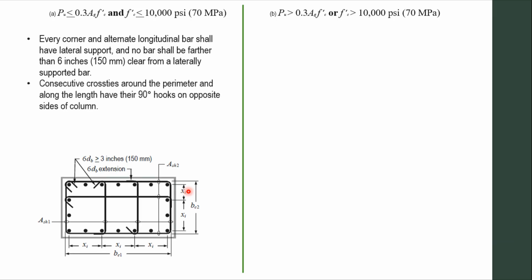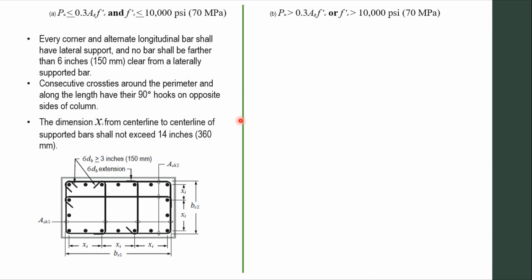Then, consecutive cross ties around the perimeter and along the length shall have 90-degree hooks on the opposite sides of the column. So, yun nga, sinabi na. This one is my 90-degree hook. This is the 135-degree hook. So, kailangan sa opposite side, alternately din sila. So, meron kang 90-degree hook on the opposite sides of the column. Yung hook, ano na yan, is based on 6 db or greater than or equal to 3 inches or 150 mm. Then, meron din 6 db extension kapag naka 90-degree hook, di ba?